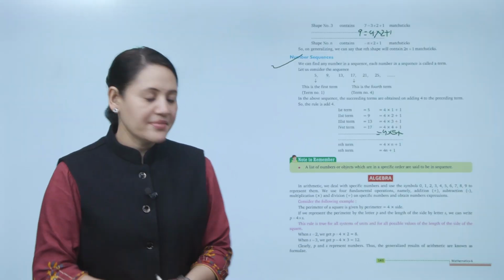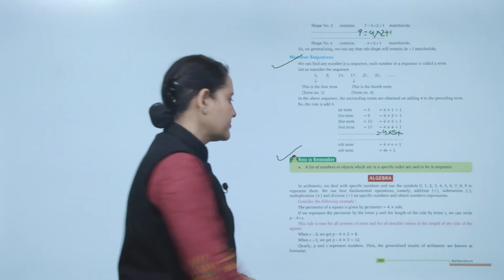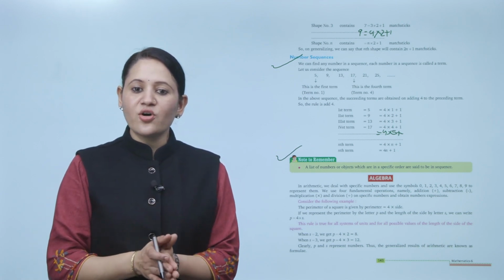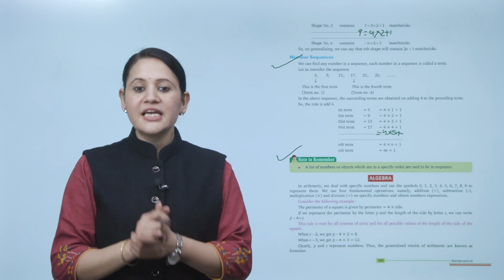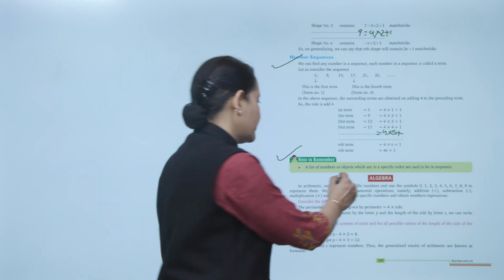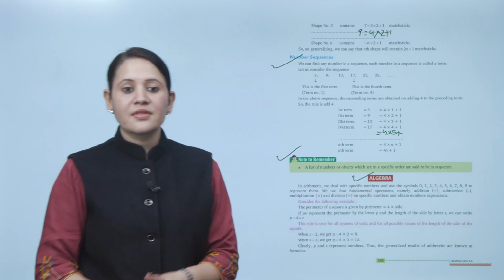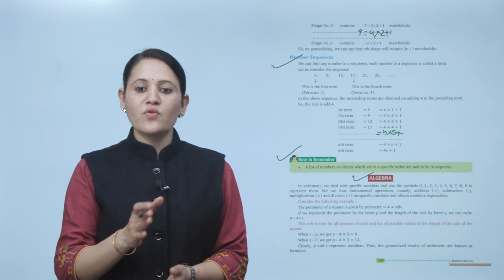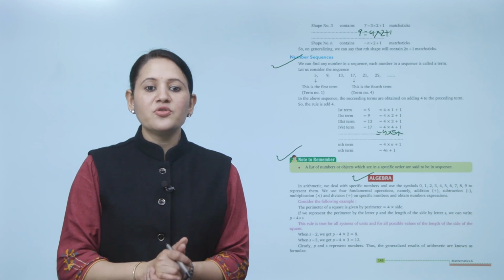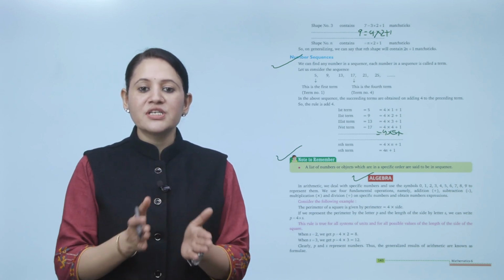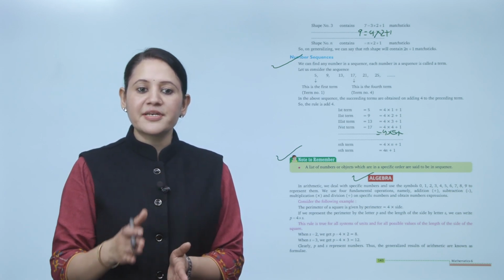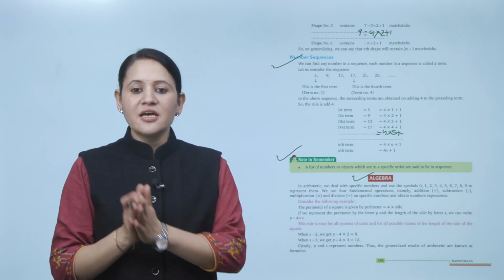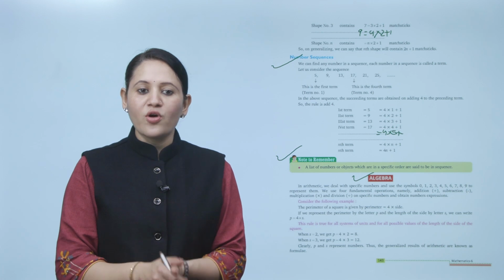Next is note to remember. A list of numbers or objects which are in a specific order is said to be in sequence. Next is algebra. In arithmetic, we deal with specific numbers and use the symbols 0, 1, 2, 3, 4 and so on to represent them. We use 4 fundamental operations, namely addition, subtraction, multiplication and division, on specific numbers and obtain the numerical expression.